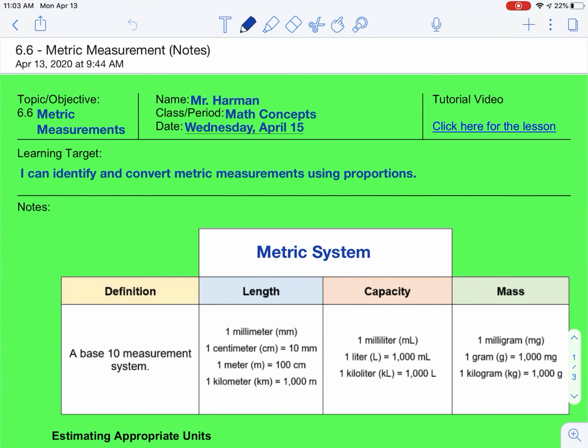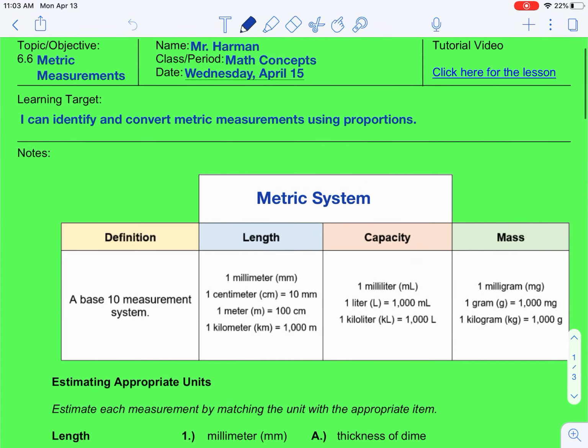So 6.6 is on metric measurements. Our learning target is relatively the same thing that we had yesterday, but we're going to use metric measurements instead. So the metric system is a base 10 measurement system. This actually makes it much more user-friendly than customary because all of the numbers are based off of the number 10. For example, the numbers that we'll be using are 1, 10, 100, and 1,000.